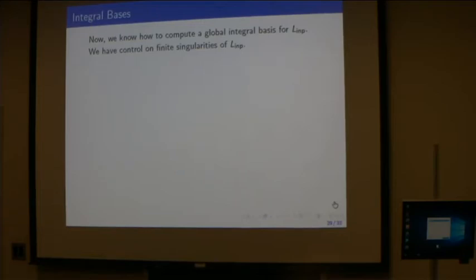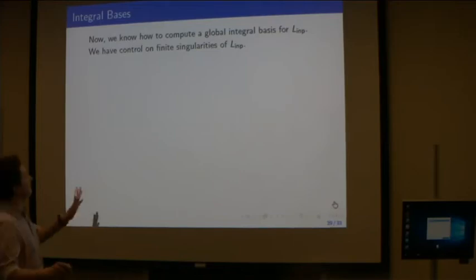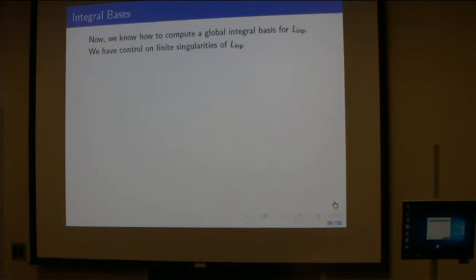Okay, so now let me talk about infinity. Now we know how to compute global integral bases. So now the basis elements are integral at finite singularities. But we haven't done anything about the point at infinity. So infinity might be a singularity.